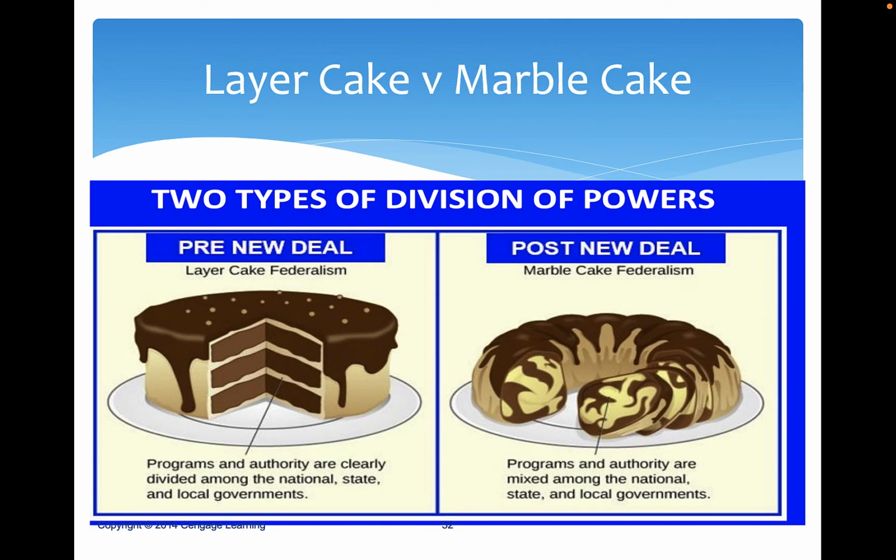And here's a good illustration of layer cake federalism, where we have the federal government, the state government, and the local government having separated duties. And then we have marble cake federalism, where the programs and authority are mixed among national, state, and local governments.